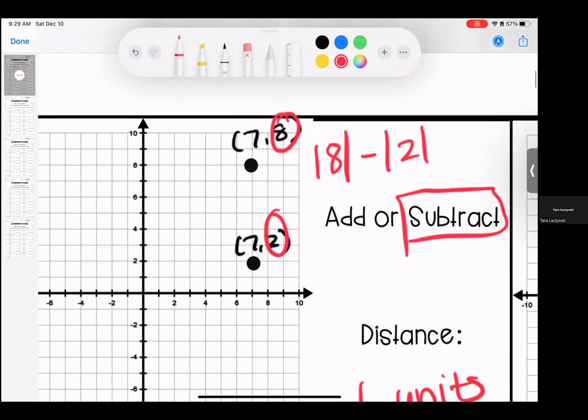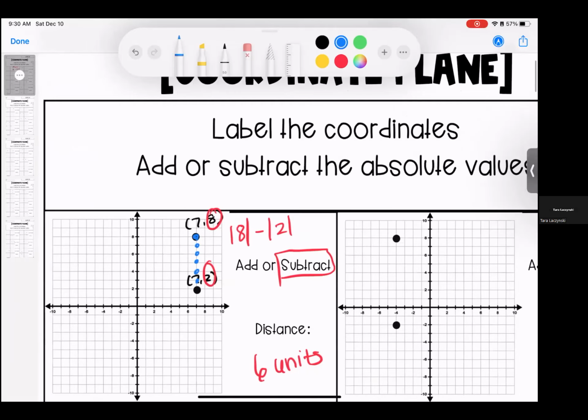And I can check it by going here and saying, okay, am I going up 6? And I am. I go up 1, 2, 3, 4, 5, 6. Gets me to where I was. Okay, so it just keeps us from having to count.